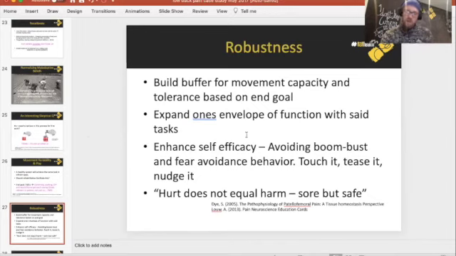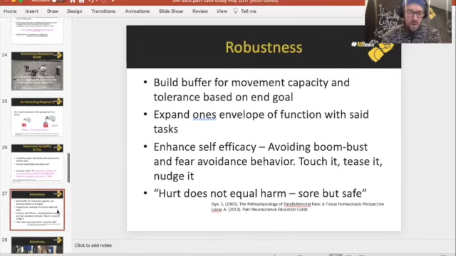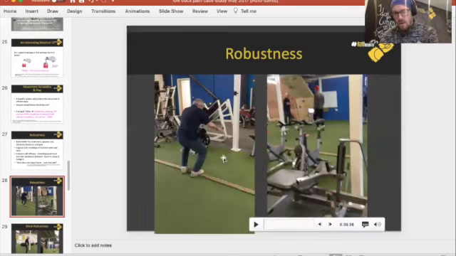Well, we need to build up an implicit understanding that hurt doesn't equal harm. Getting across the chasm of a biomedical explanation for pain to a biopsychosocial one, to sore but safe, and that means we have a license to touch it, tease it, and nudge it to start building over time.